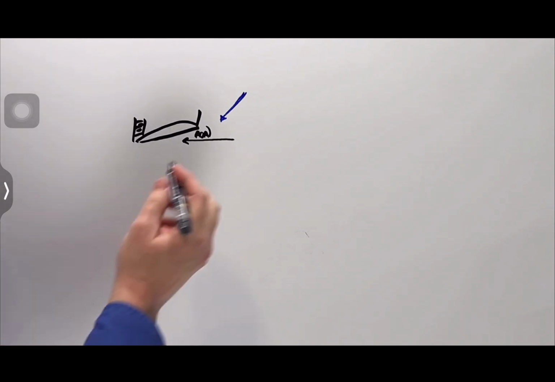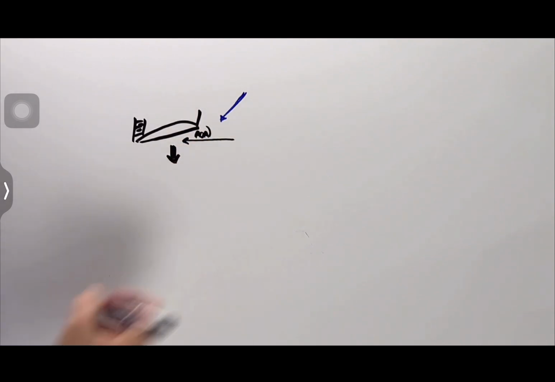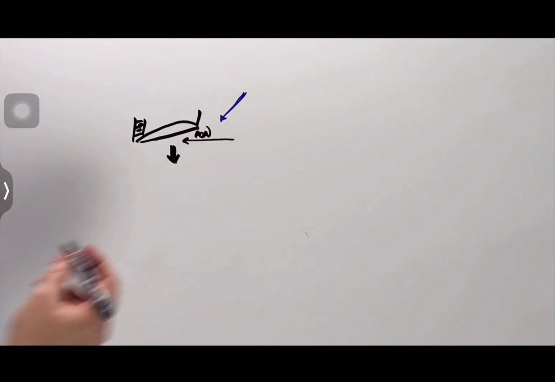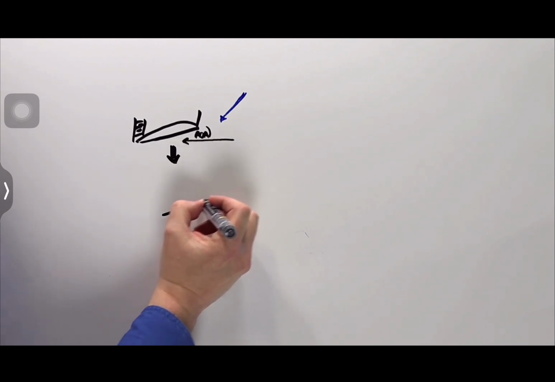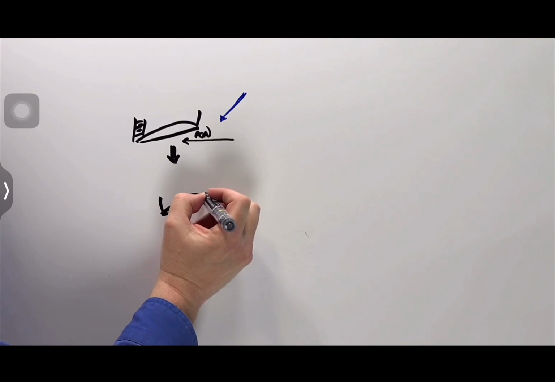So what does that mean? Less lift, and guess which way the aircraft is going to go? Downwards. Now, of course, we could have another scenario. We'll imagine this airplane wing here again.